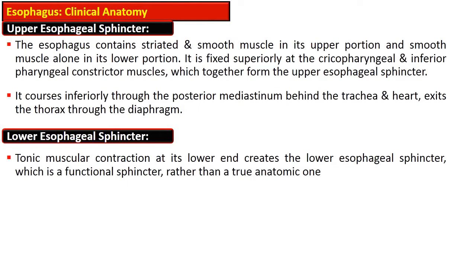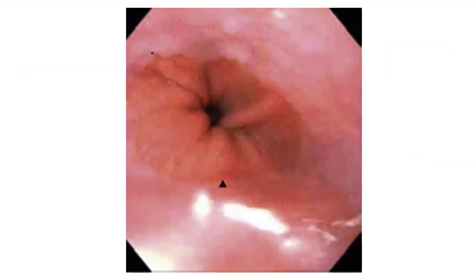There is another sphincter composed of only smooth muscle with tonic muscular contraction, and at the lower end it creates the lower esophageal sphincter. This is a functional sphincter. This is the normal upper GI endoscopic view of the esophagus, showing the transition from the pale pink to tan squamous mucosa of the esophagus to the darker pink columnar mucosa of the stomach at the gastroesophageal junction, marked by this black arrowhead.